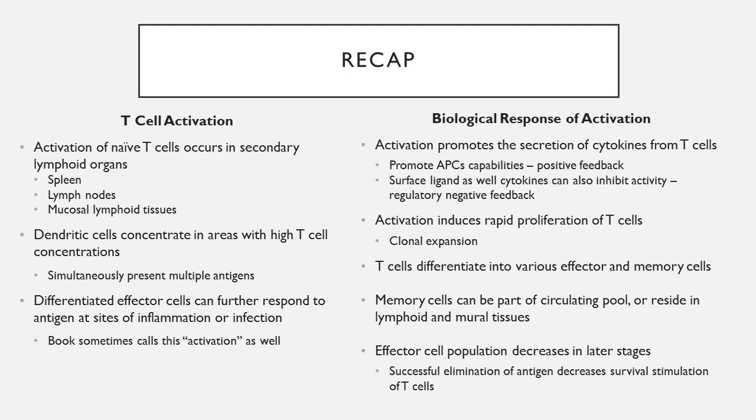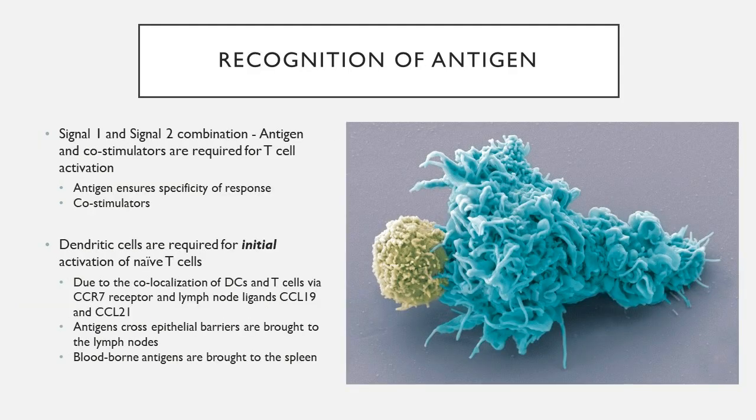Now, there's a few things that a T cell must recognize in order to become activated. The antigen is the primary signal, and it's what provides and ensures the specificity of a response. The T cell receptor is, just like antibodies, highly specific. However, that alone can't ensure activation.